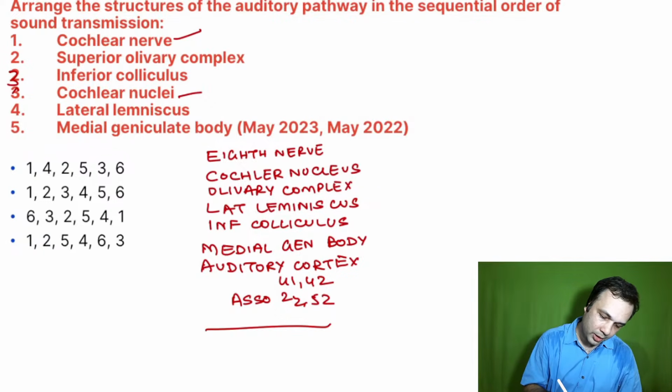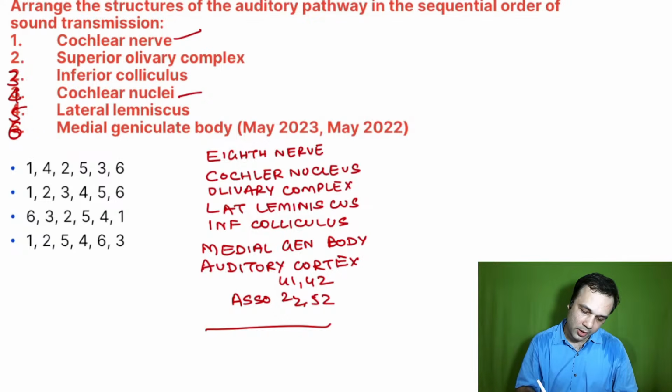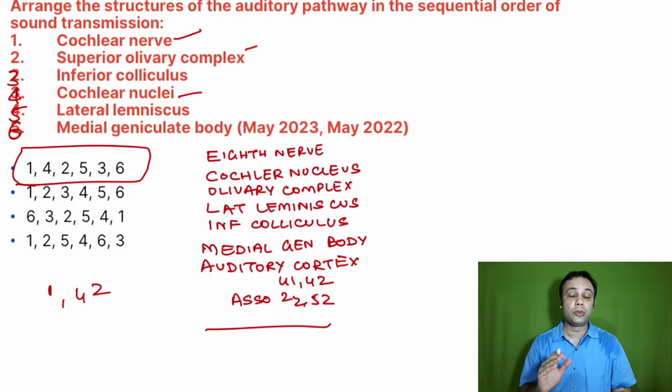This has to be 3, 4, 5 and 6. And so it is 1, right, 4, and then olivary complex 2. So I think the first option is the right option here. Okay, so this is how you go about it.